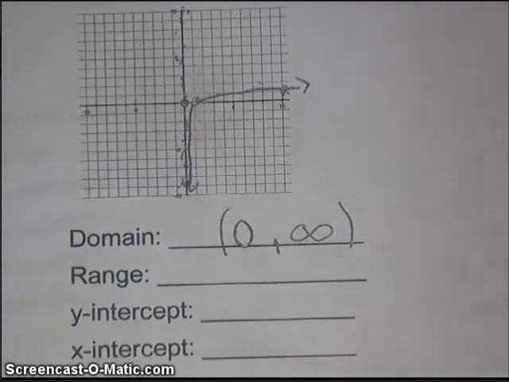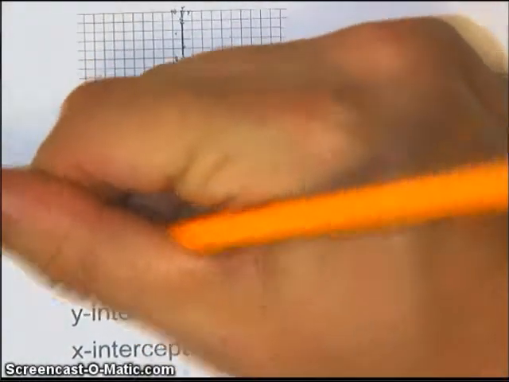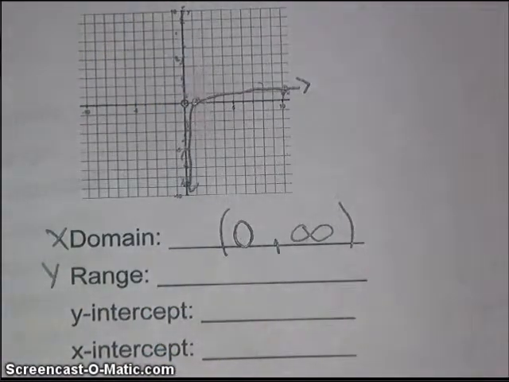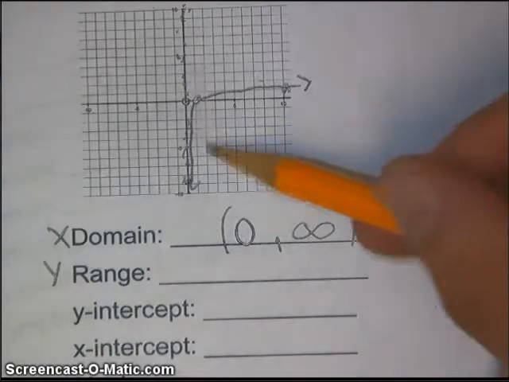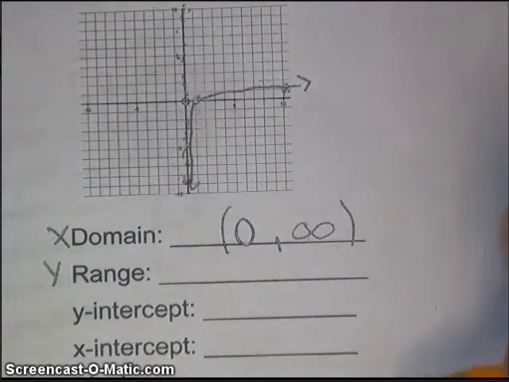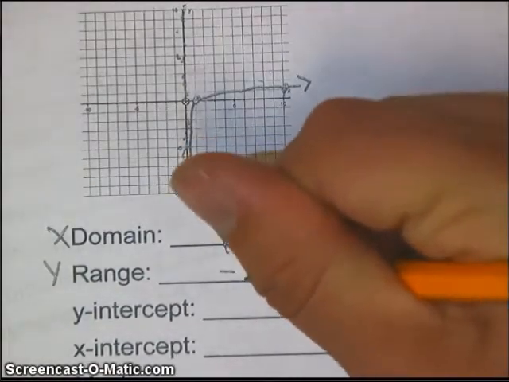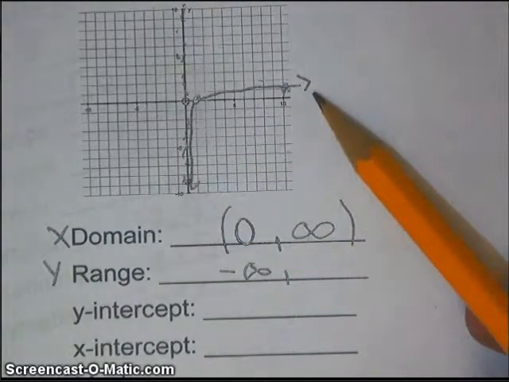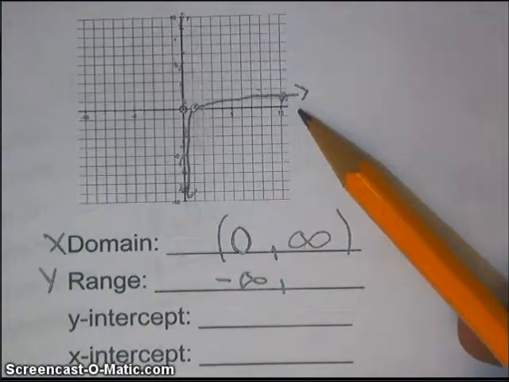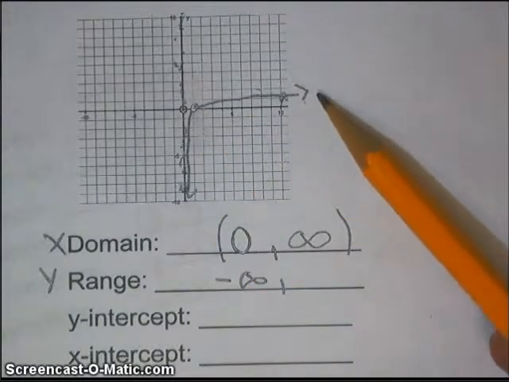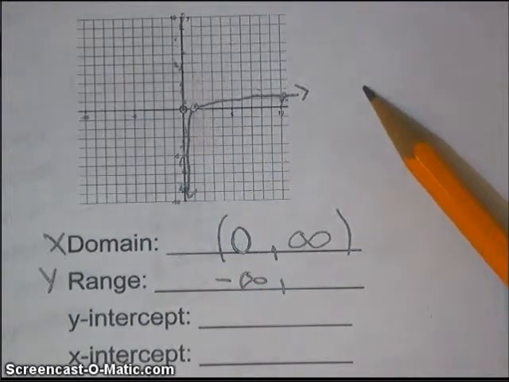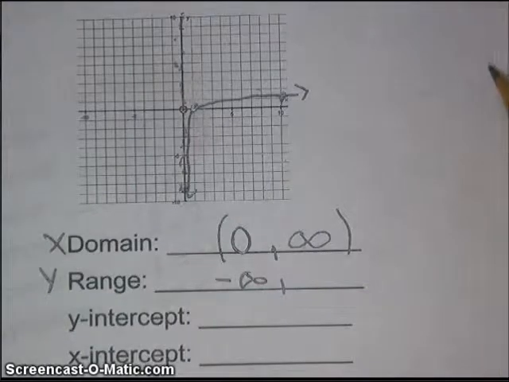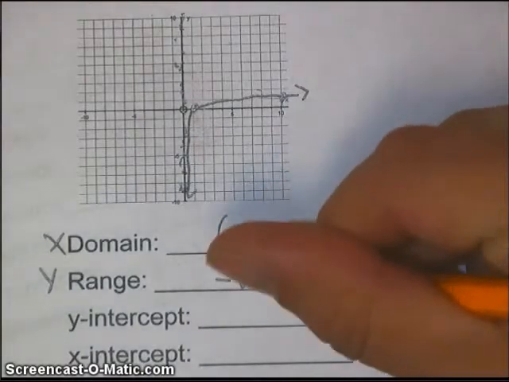Now, the range: how far down, how low, and how high? Well, I think you can pretty clearly see this thing's going down forever. How high does it go? Now, it may not be immediately clear, but this thing goes up forever as well. It's just going to go really, really slowly. But eventually, it's going to go up there forever.